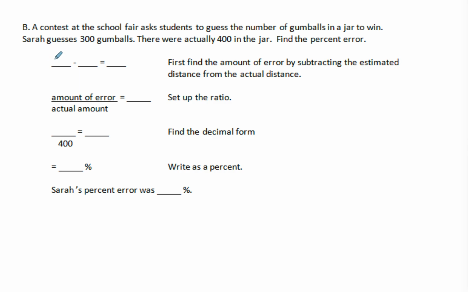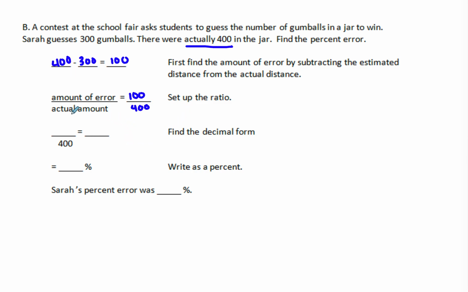All right, let's check our answers. We're going to start with subtraction, and again, we always subtract on these problems in a way that's going to give us a positive answer. So 400 minus 300 equals 100. She was off by 100 of the gumballs in her guess. Now I need the actual amount. That's going to be 400. So 100 over 400. That's our ratio.